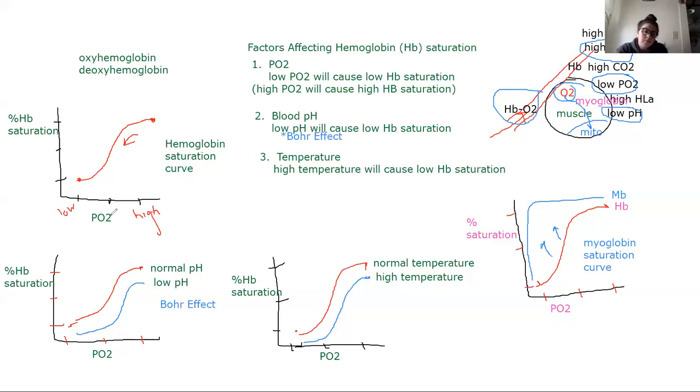So all the blue arrows mean is as hemoglobin is being dropped off, myoglobin is picking up. As hemoglobin is releasing its oxygen, myoglobin is picking it up. So hemoglobin is unloading and myoglobin is loading. It's like switching Ubers.